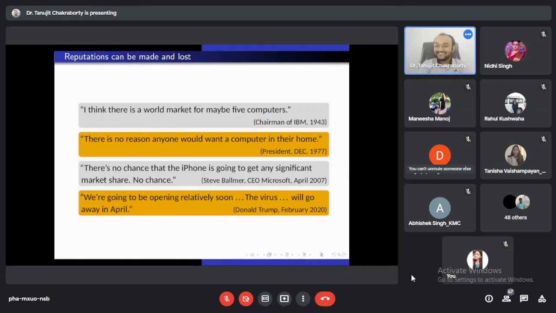But it proved wrong. Then Donald Trump: I think all of us remember March 2020, what happened in India, the lockdown and everything. I think that should be remembered as a Black Day. But anyway, in February 2020, when there was no lockdown in India and so on, Donald Trump, the president of the United States at the time, said that we are going to be opening relatively soon, the virus will go away in nothing. So you know what happened next with the presidential election in the US: Trump lost. So by making out-of-sample predictions or forecasts, you can really make your reputation or you can lose your reputation.